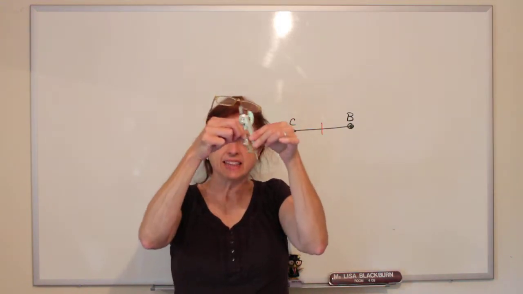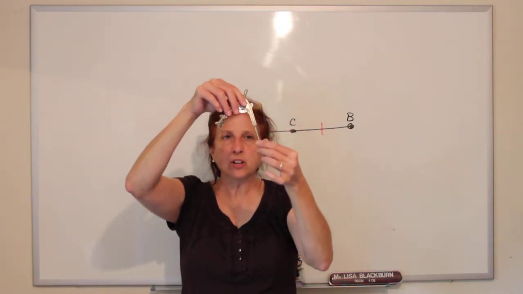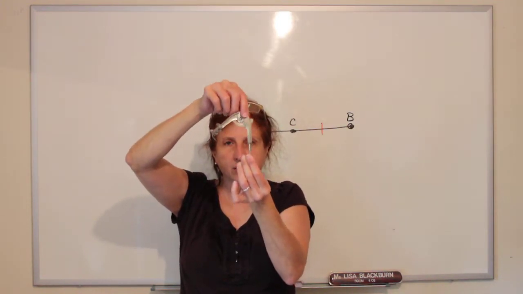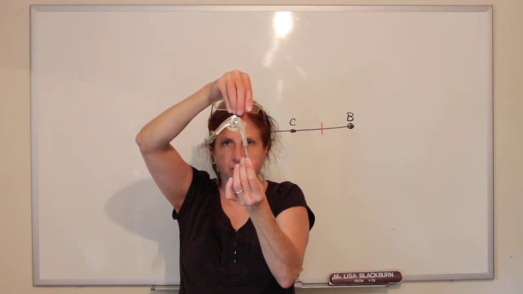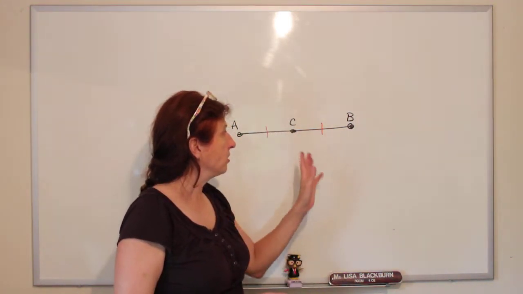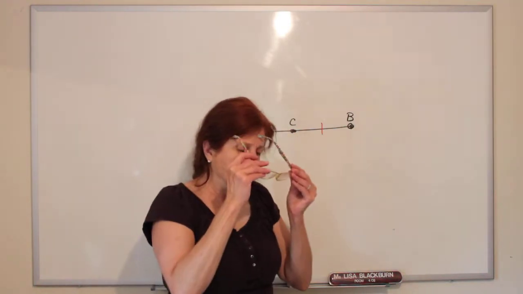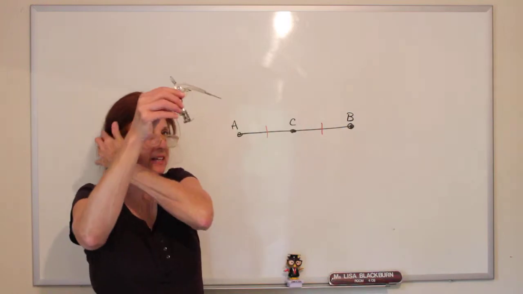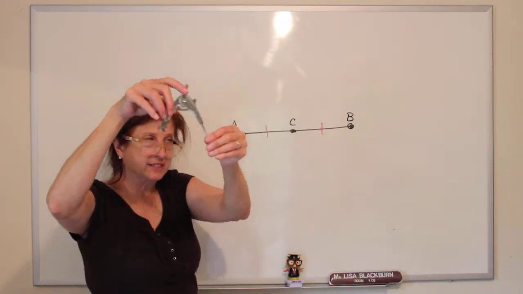So it's this thing. This is the compass, and what you do with it is you draw circles. You put the point in the center of the circle, and you go around like this, and you draw circles.